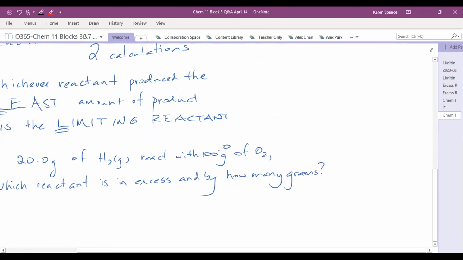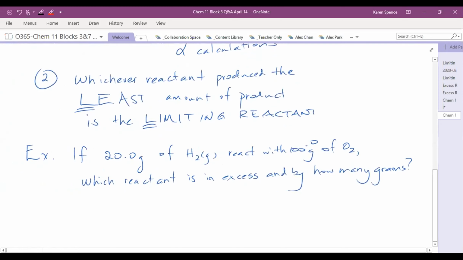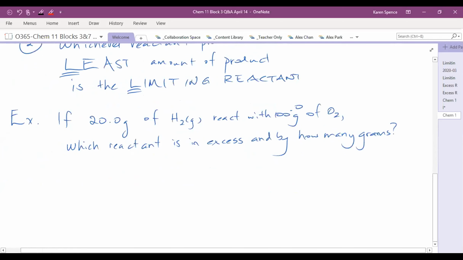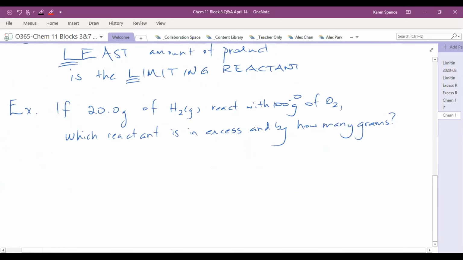And if you're wondering, will this be recorded? Yes, it will. I can also post a PDF of this question and work through. So we need a balanced reaction, because anytime you're doing any stoichiometry, you need to have a balanced reaction.